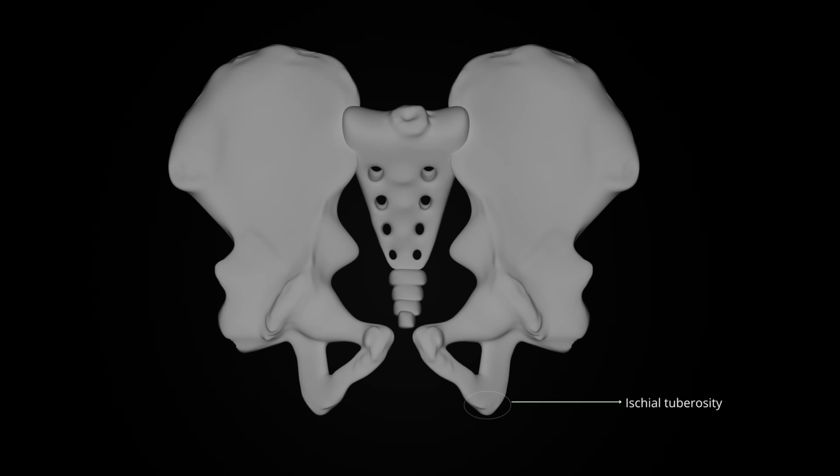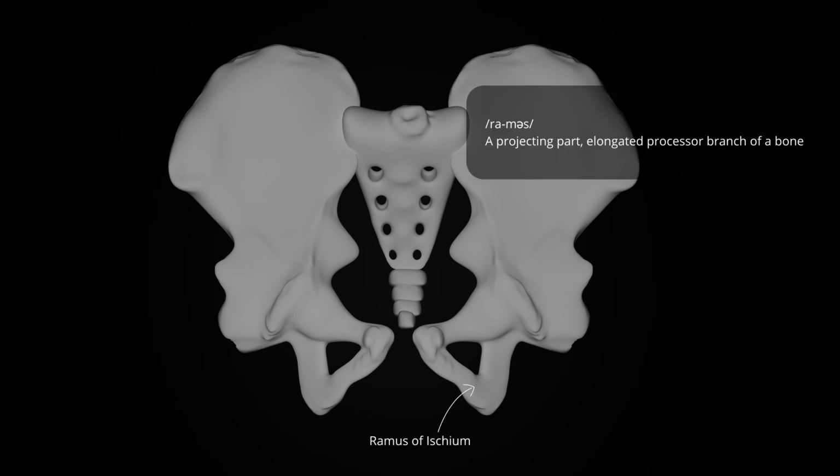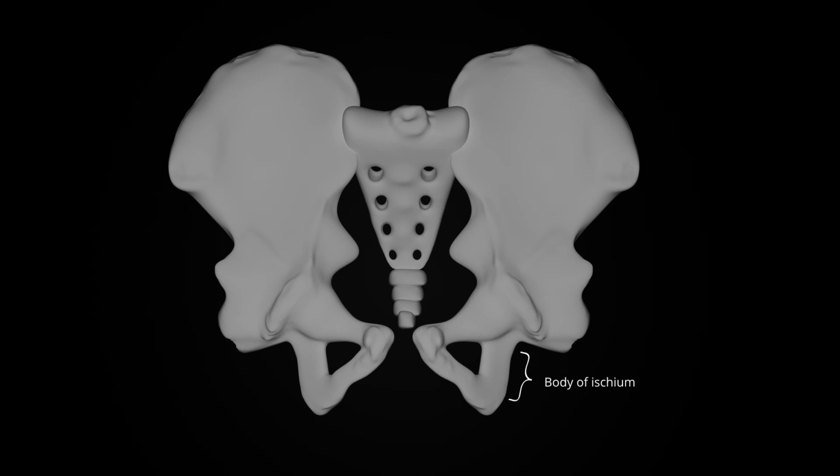The lesser sciatic notch, a smaller indentation below the ischial spine, provides passage for the obturator internus muscle. The ischial ramus extends anteriorly to meet the inferior pubic ramus and contributes to the obturator foramen. The body of the ischium supports the upper body when sitting and forms part of the acetabulum.